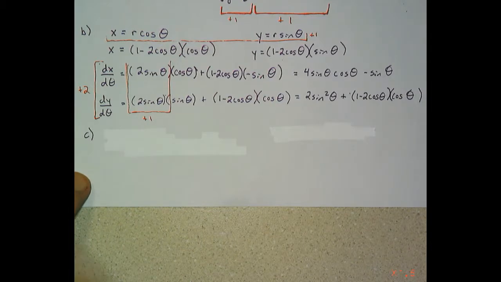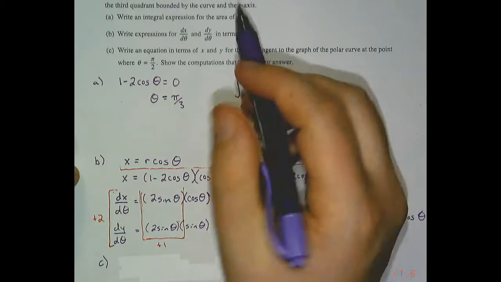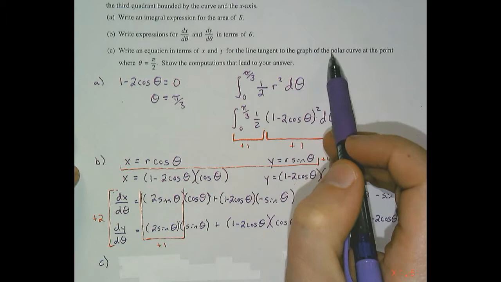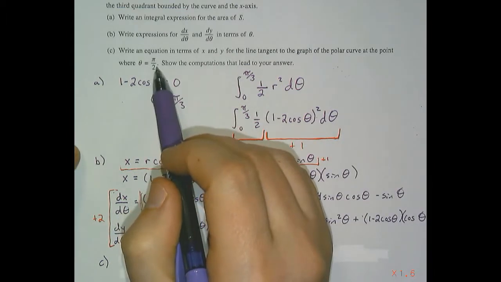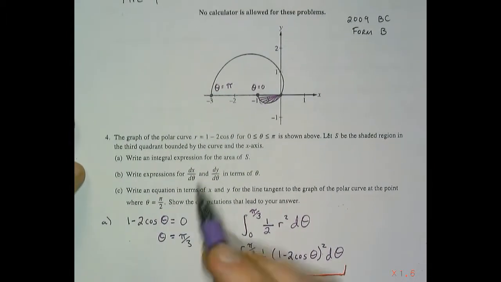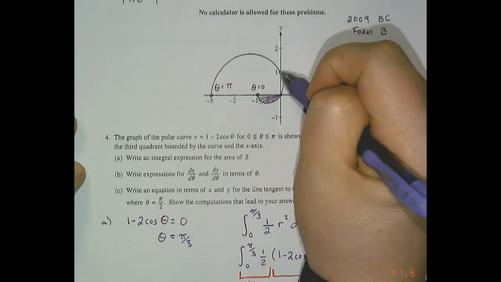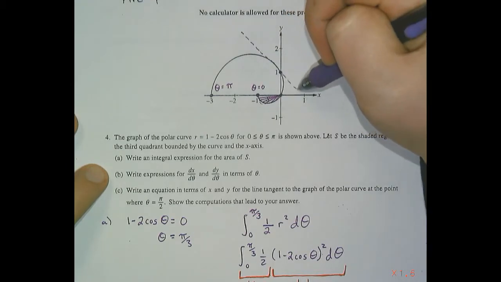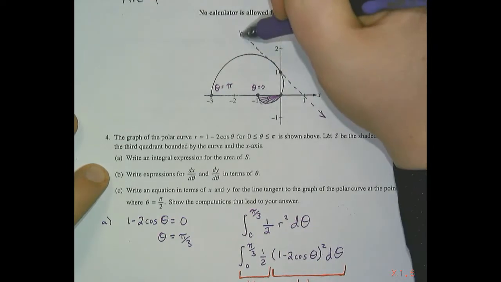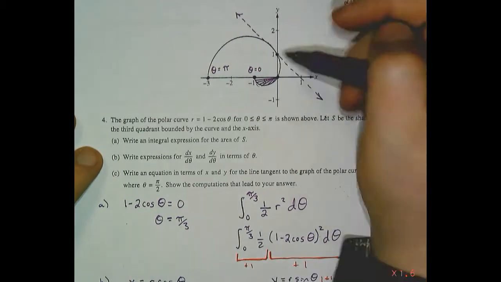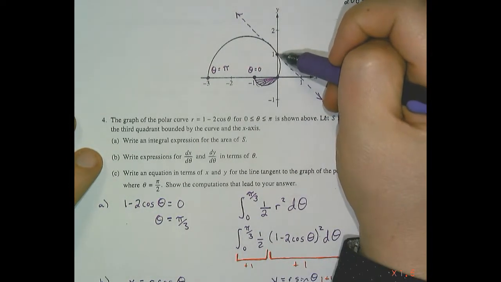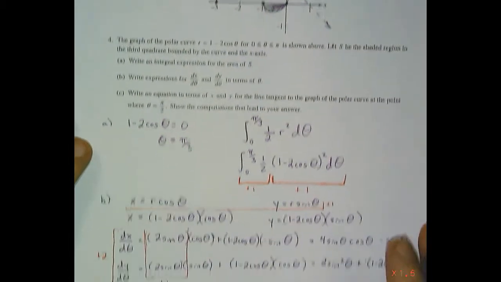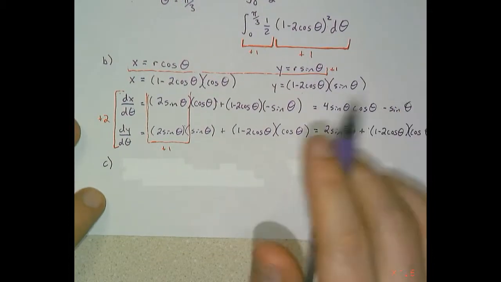Finally, in part C, we are being asked to find an equation in terms of x and y for the line tangent to the graph of the polar curve at the point where theta equals pi halves. If we're looking at this graph at theta equals pi halves, we're at this location, and we're looking to create the equation of that tangent line. To create an equation of a tangent line, one approach is to identify the point of tangency and then the slope. So we need to evaluate the x value and the y value.